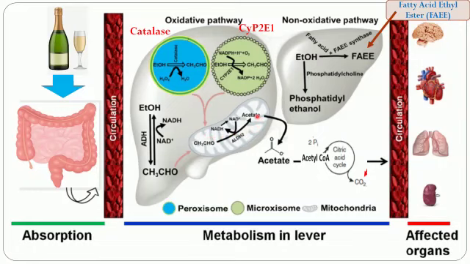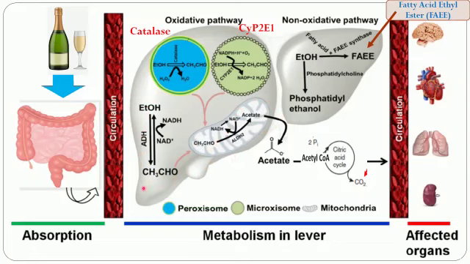Once this step has taken place, the acetate can easily diffuse out. It can then be converted into acetyl CoA in various organs such as skeletal muscles and heart. In these organs, it undergoes the citric acid cycle and finally gives carbon dioxide. This is the most common pathway, and 80% of alcohol undergoes this pathway.